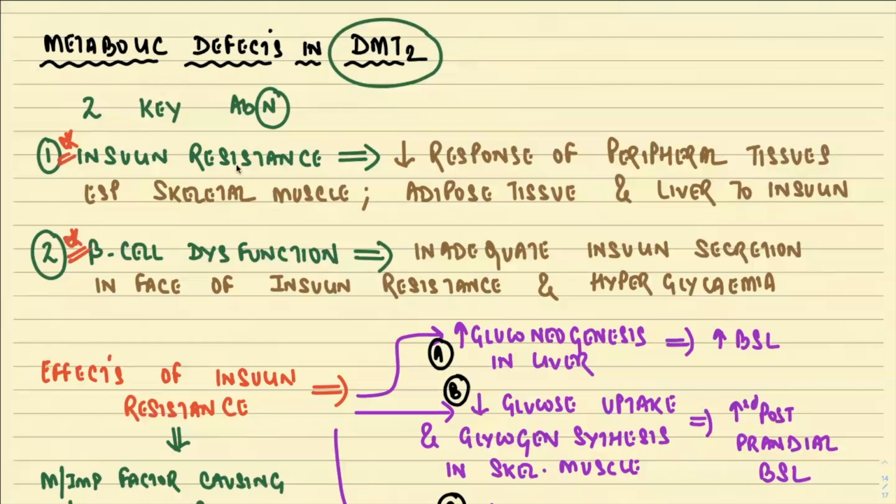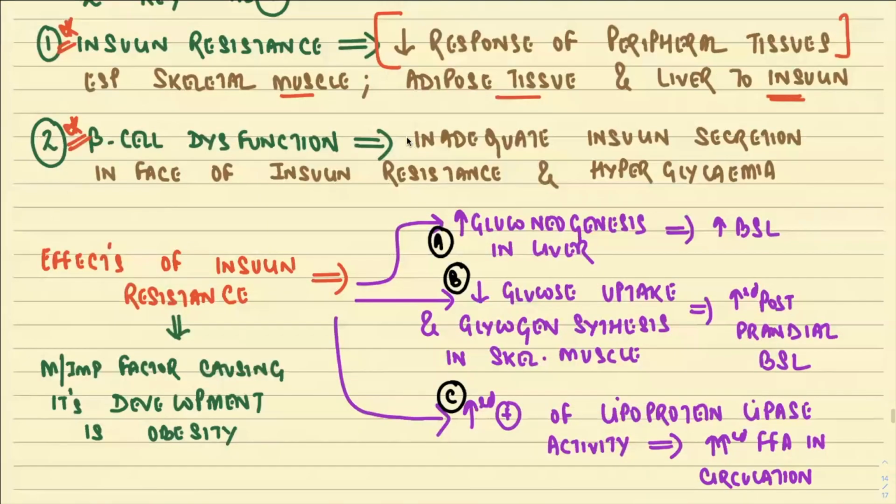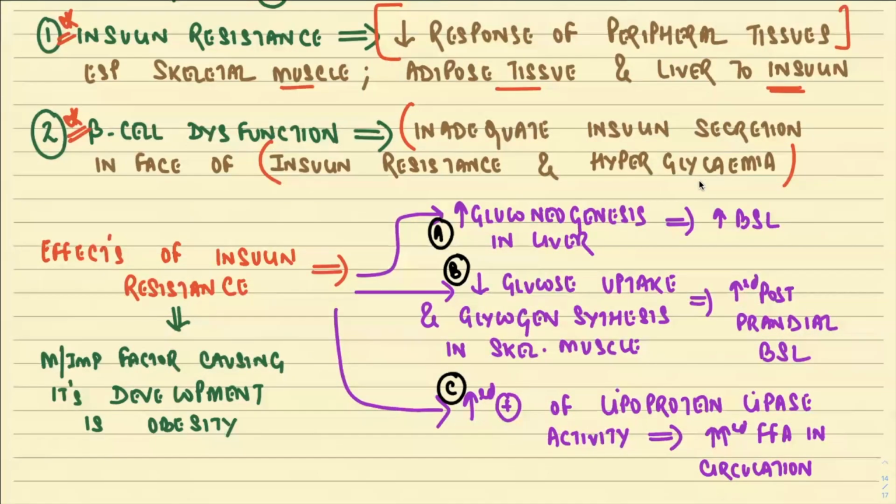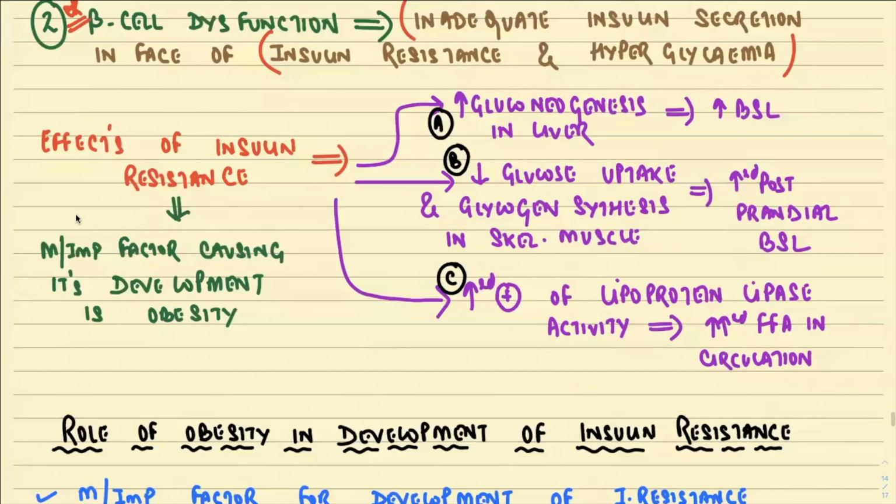Now, insulin resistance is a decreased response of the peripheral tissues to insulin, especially the skeletal muscles, adipose tissues, and the liver. And what is beta cell dysfunction? It is inadequate insulin secretion in the face of insulin resistance and hyperglycemia. So what are the effects of insulin resistance? Remember, the most important factor causing its development is obesity.